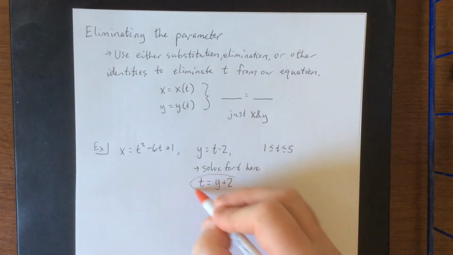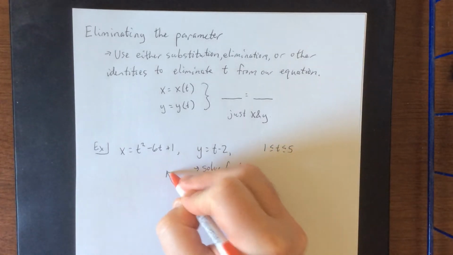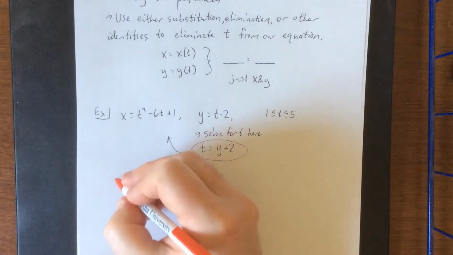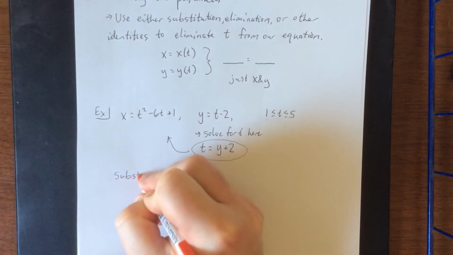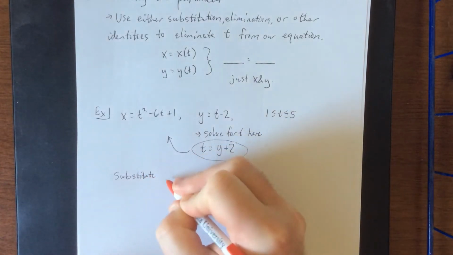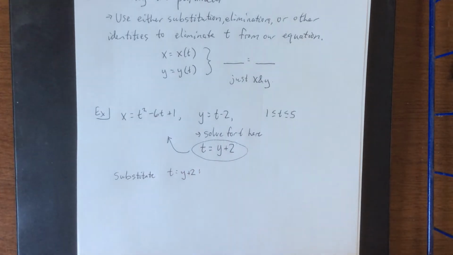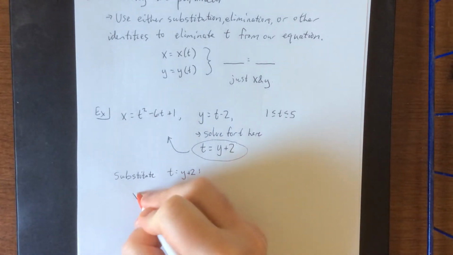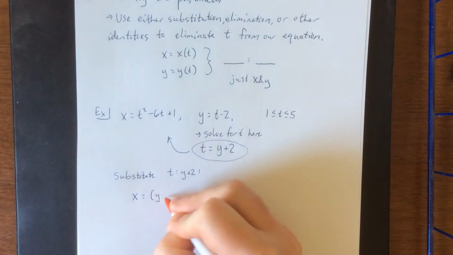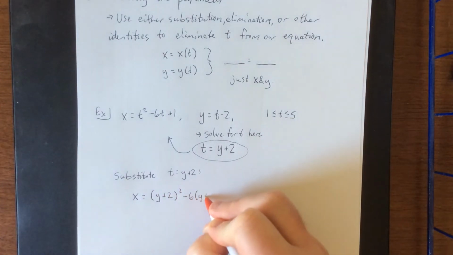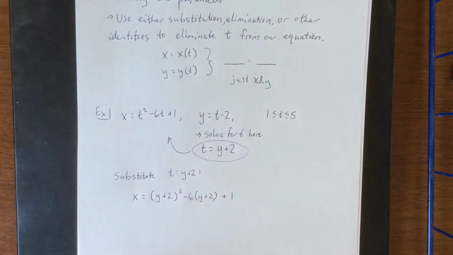Then I'm going to take this expression for t, and I'm going to be plugging it back in to my expression for x. Substitute. t is equal to y plus 2. And if we substitute t is equal to y plus 2, we're going to get x is equal to, this will become y plus 2 quantity squared minus 6 times y plus 2 plus 1. Now technically at this point we are done eliminating the parameter.